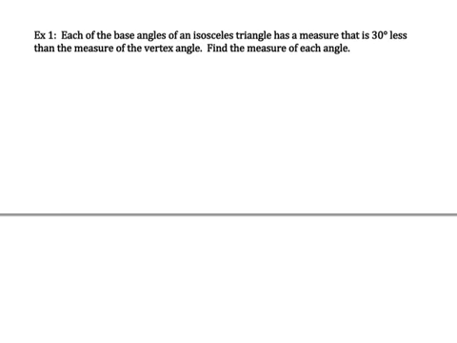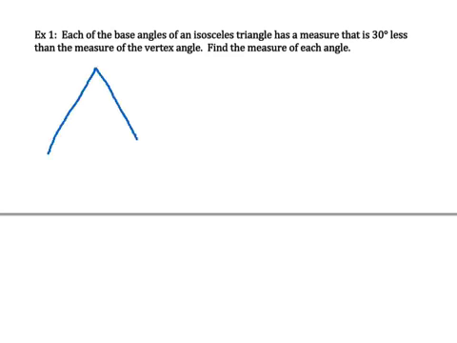Okay, we're going to start on our first example. And our first example says each of the base angles of an isosceles triangle has a measure that is 30 degrees less than the measure of the vertex angle. And so that means you have a triangle. The vertex angle is only one, and there are 2 base angles. So it describes a picture. So I'm going to draw a picture. And base angles are congruent, legs are congruent, and I'm going to name my vertex angle X.